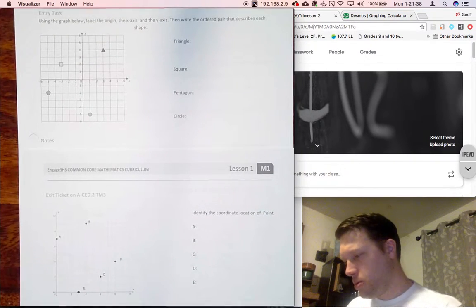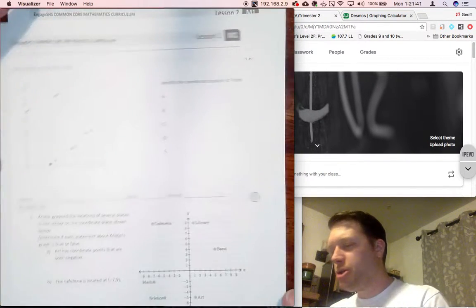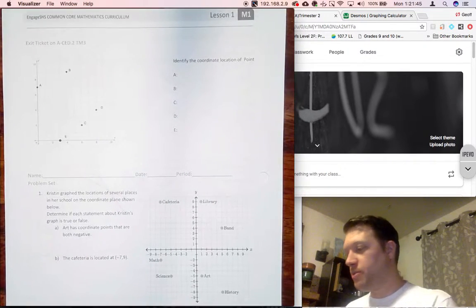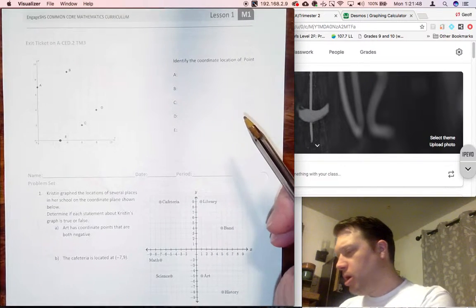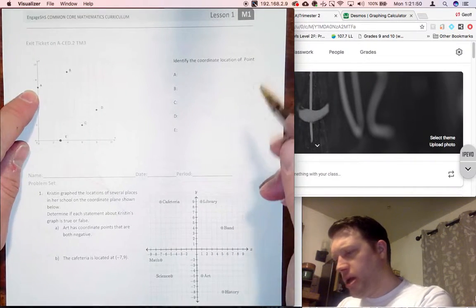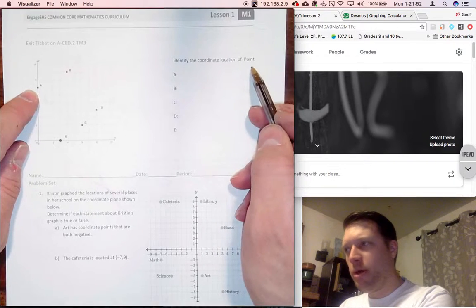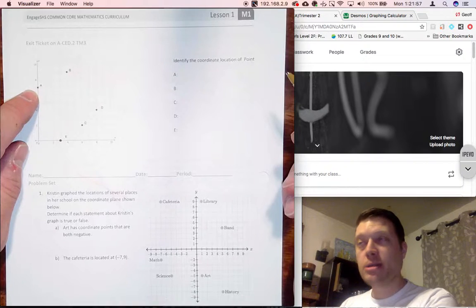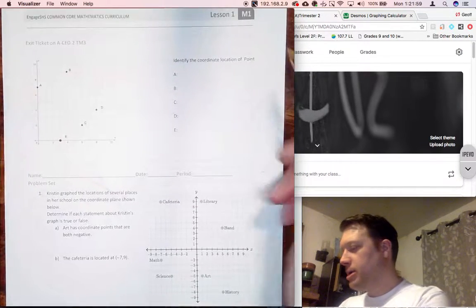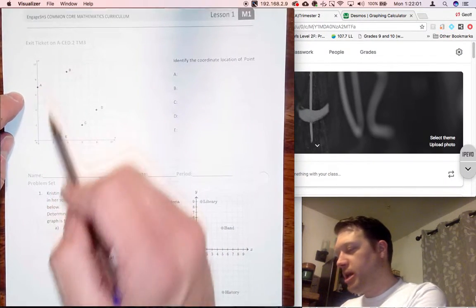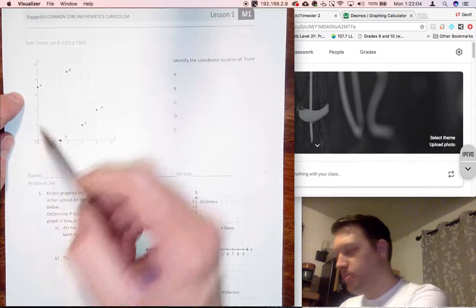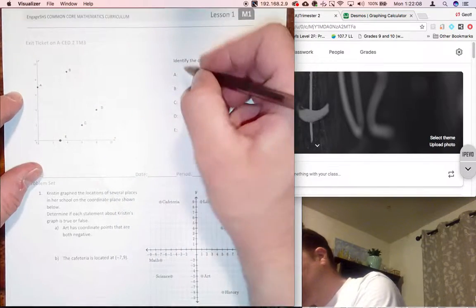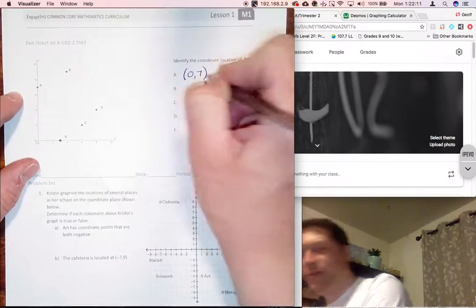I'll do a couple of the first ones. This exit ticket probably is going to be a quiz question or something like it. I'll do A, and I'm going to identify the coordinate location of the point. Well, remember, coordinate location of a point is how many spaces to the x and then how many spaces to the y. So A is located on the 0 for x, but it's located 1, 2, 3, 4, 5, 6, 7. So I'm going to say A is at 0, 7.